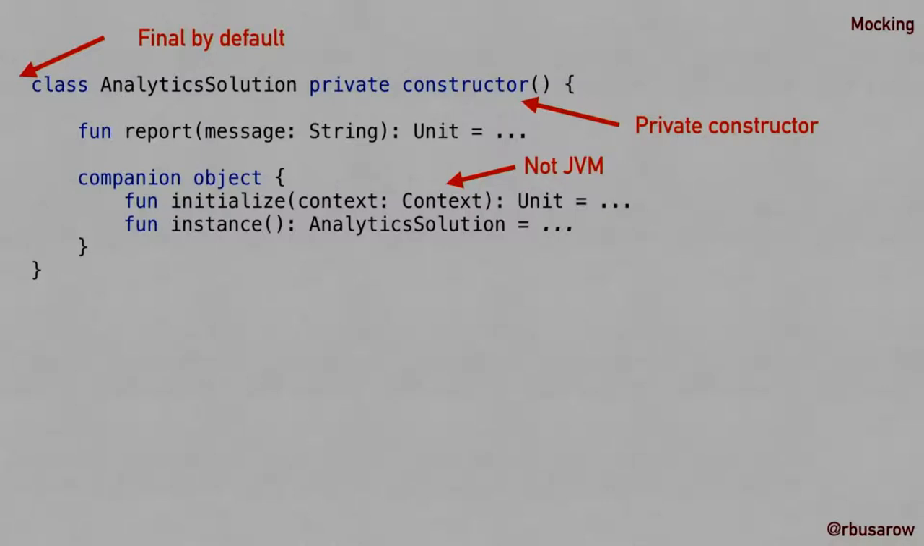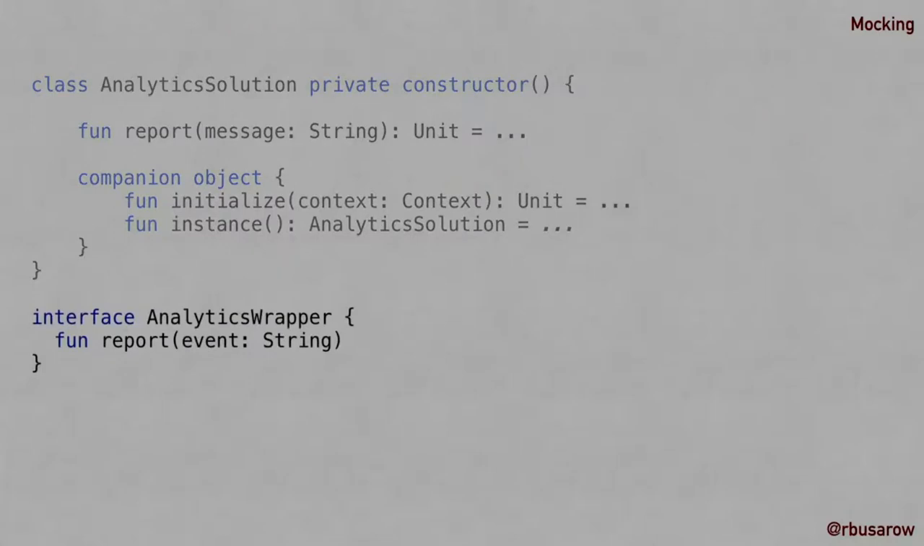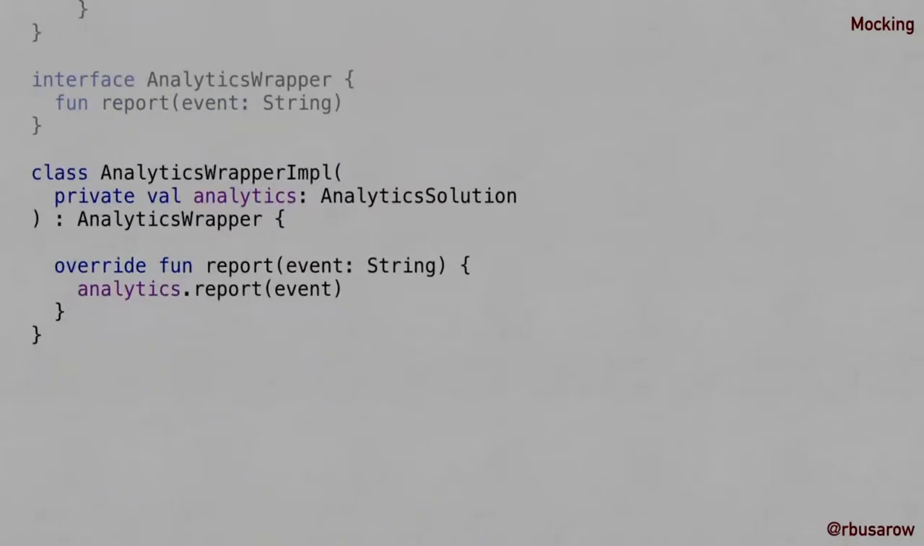in all of our classes, so we're going to do the right thing, which is to make an interface, this analytics wrapper, and we're going to inject this into wherever in our application we need to do our reporting. Then we would make an implementation of this, which takes that analytics solution as a constructor parameter, and then it has this report function, which just delegates to that archaic library. So now, how do we test this?